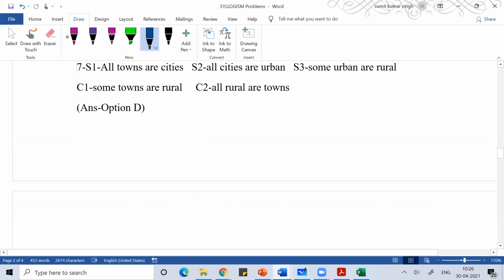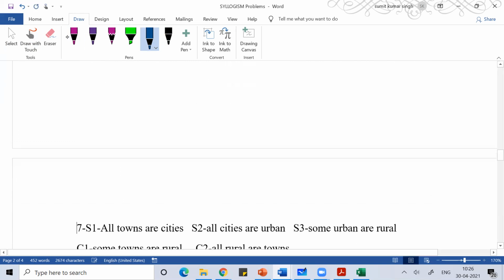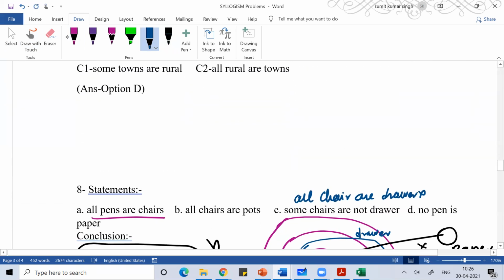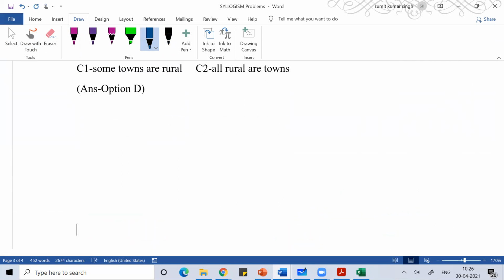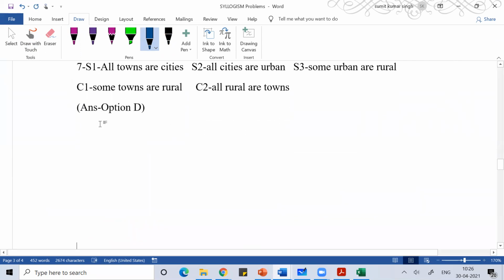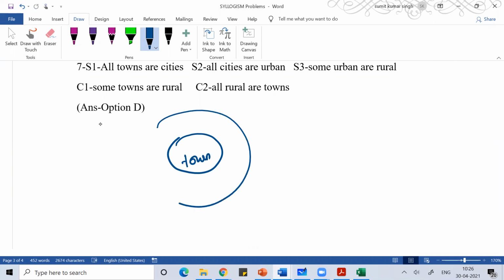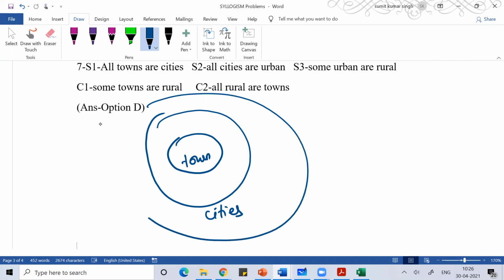Now question number 7. All towns are cities. All cities are urban. Okay. Then some urban are rural.